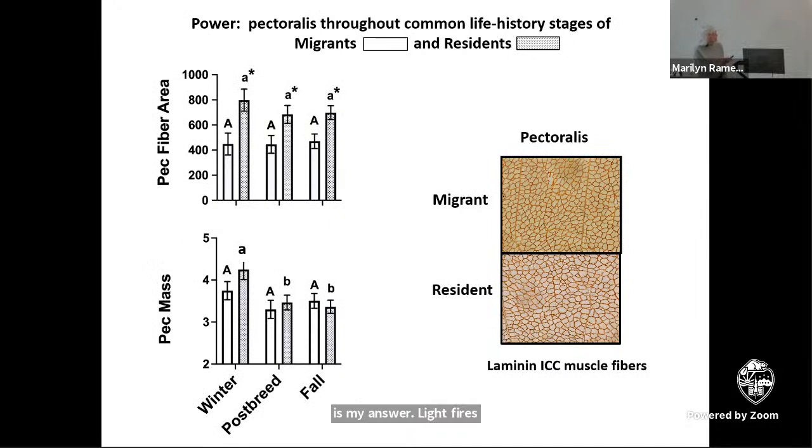If we look at pec mass, there's no real change across the migrants, but in the residents, we're seeing greater pec mass in January over the other 2 stages. So something definitely is going on in January with the residents.